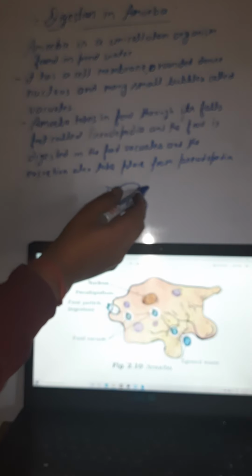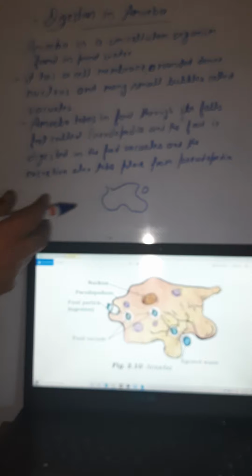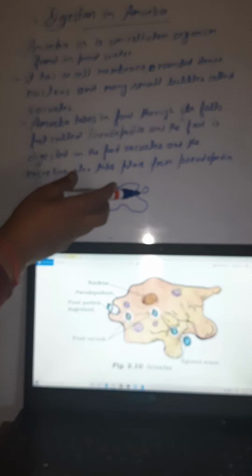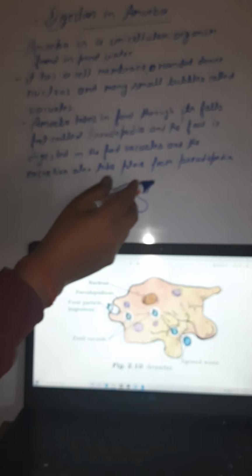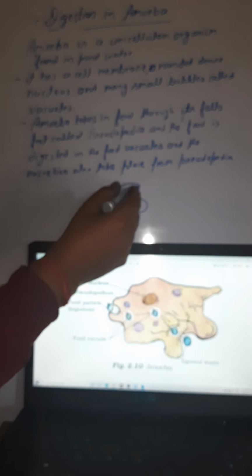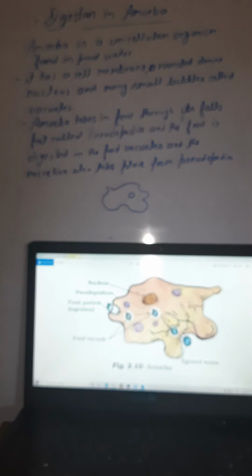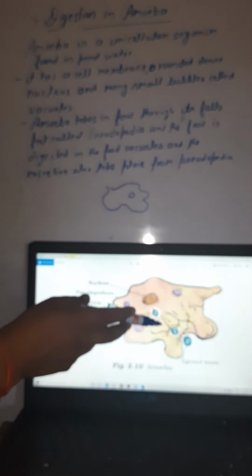Whenever any food particle comes near its pseudopodia, it just engulfs it, and then the food particle goes inside, and the structure would be like this. This means the structure of the pseudopodia keeps changing. Then the food particle inside will be digested in the vacuoles. These food particles would be digested in the food vacuoles here. Are you getting this?